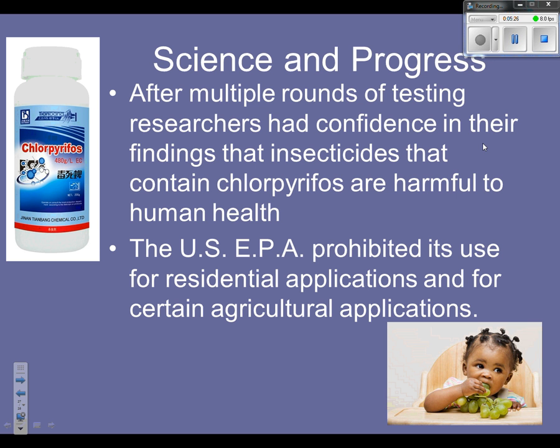The importance of doing these kinds of scientific studies is to help us make decisions on human health. As a result, the EPA has prohibited the use of that chemical for residential use, which is on our lawns, as well as agricultural use, which is what produces our food for our consumption.